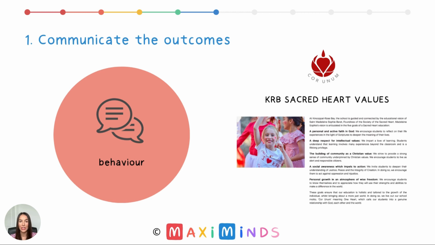So starting with communicating the outcomes. As we looked at before, the two different types of boundary setting can involve behavioural and academics. From a behavioural perspective, this would be looking at expected types of behaviours, such as the KRB Sacred Heart values. You may also have different behaviours which are expected in your particular classrooms, which are good to consider as long as they're communicated and made articulated to the student and made clear to them.